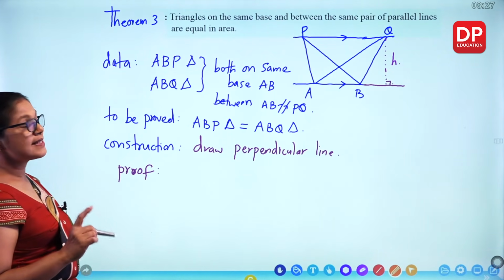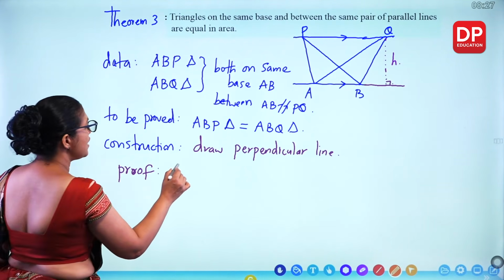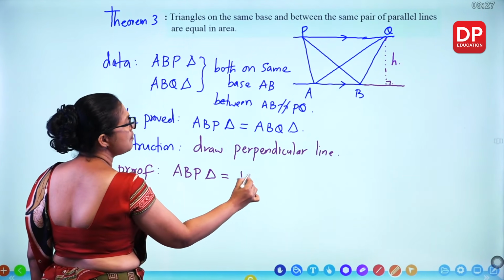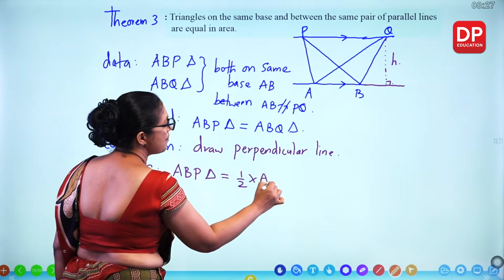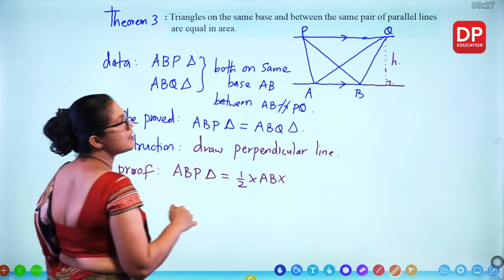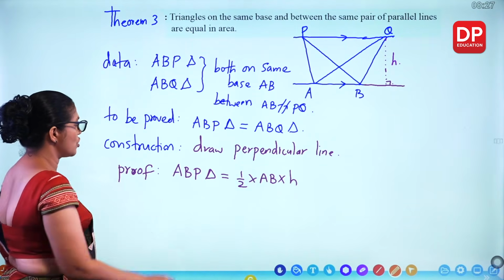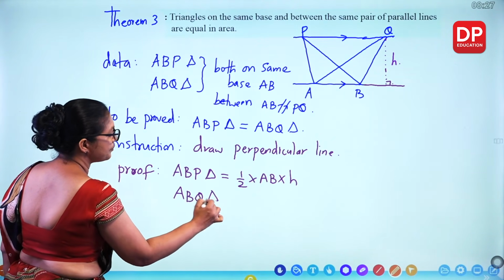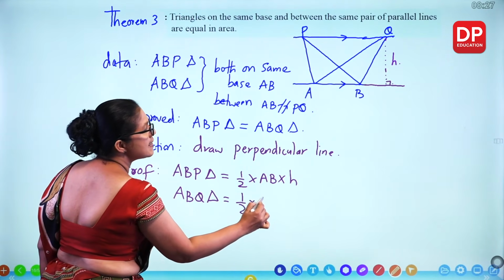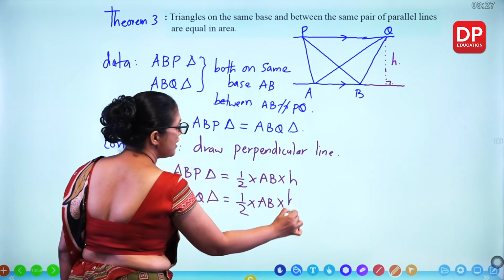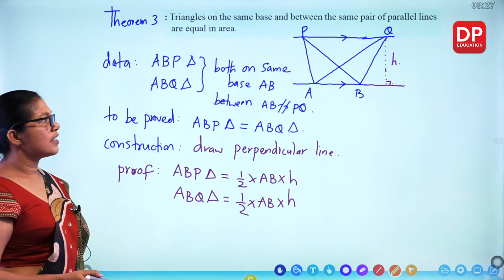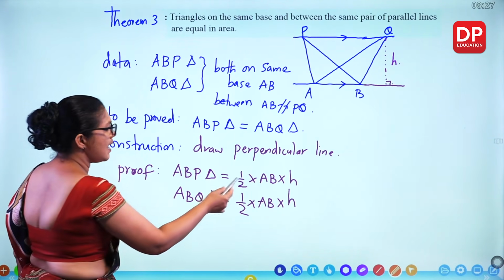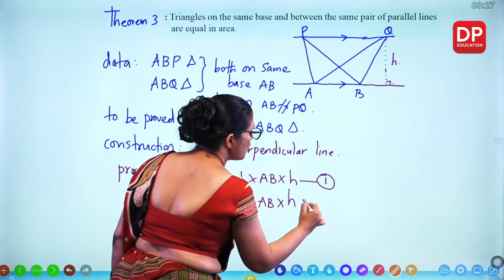We know what's the area of ABP triangle? Half times base. Base is AB. And what's the perpendicular height? Perpendicular height is H. What's the area of ABQ triangle? Half times base is same, AB, and perpendicular height is H again. So we can see both sides are equal according to 1 and 2.